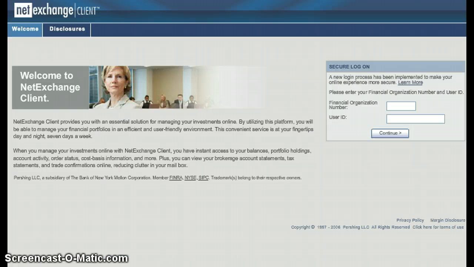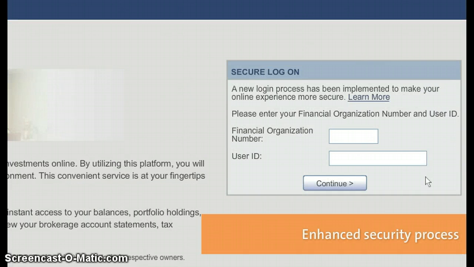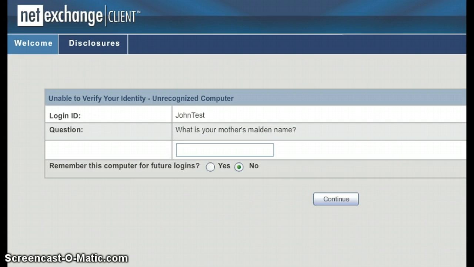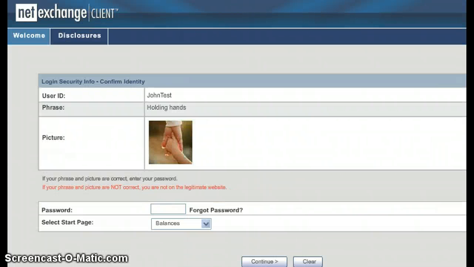When you log in, you will see an advanced security process. You'll be prompted to enter your user ID and a password, which you can get from your financial advisor. You'll be asked a variety of security challenge questions, which are designed to help you validate your identity. As an additional security measure, you'll have to come up with a security phrase as well as select a photograph. Choose a phrase that you will recognize, as well as select a picture that you like. And every time you log in, just make sure that you see that phrase and the picture too. Once you do that, you'll enter your password and you're ready to get started.